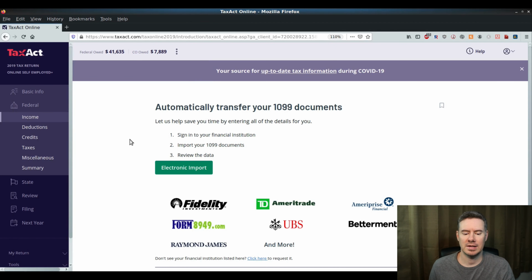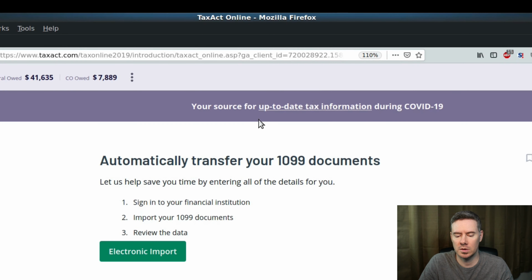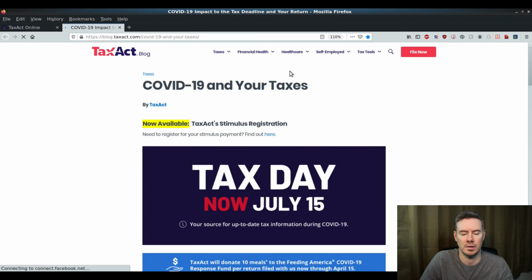So I was in the middle of doing my taxes for the last several weeks, getting ready to get close. I mean, it's almost tax filing time, right? April 15th. So I was basically for the last several weeks getting them ready. And then this new information, a little pop-up thing here popped up: your source for up-to-date tax information. So let's go ahead and click on that real quick.